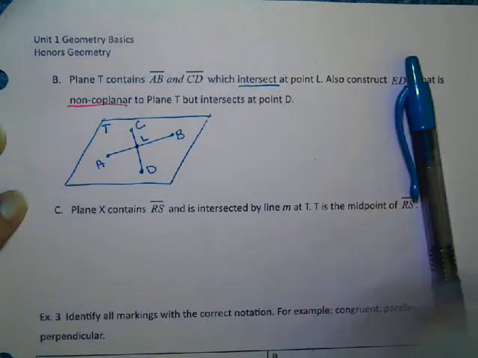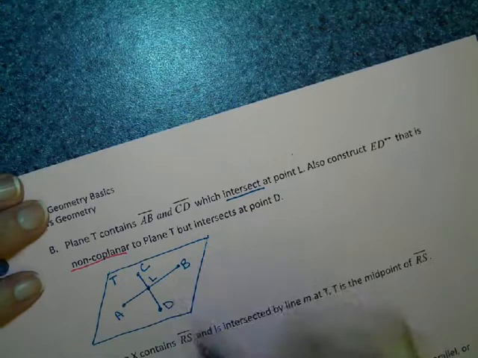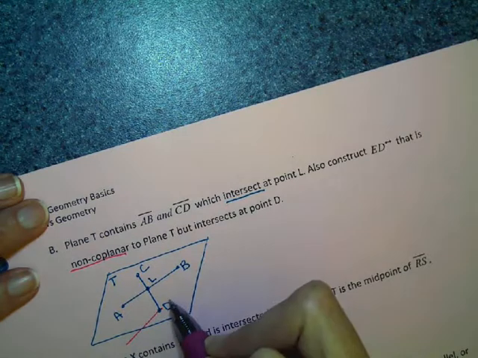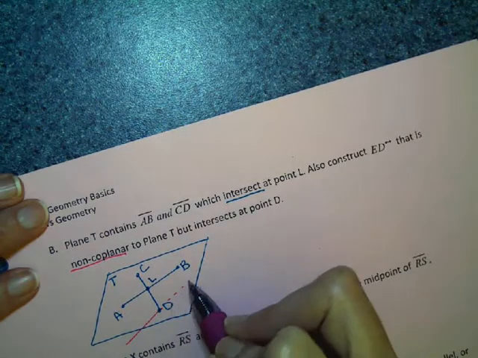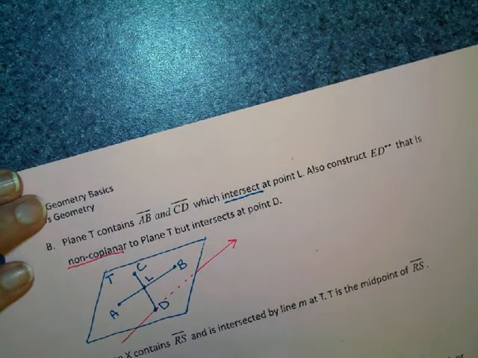Non-coplanar means it's not on the same plane. So it's going to intersect this plane but not be on the plane. So sometimes they draw it like this. Let's see if I can draw one here. And then they might draw little lines here to show that it's going to come out the other side. Yep, this one was a line.